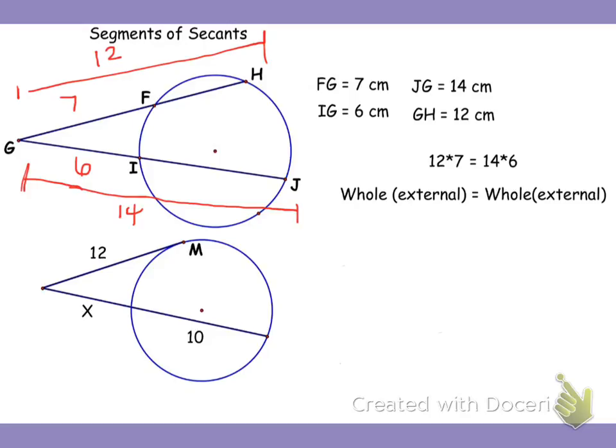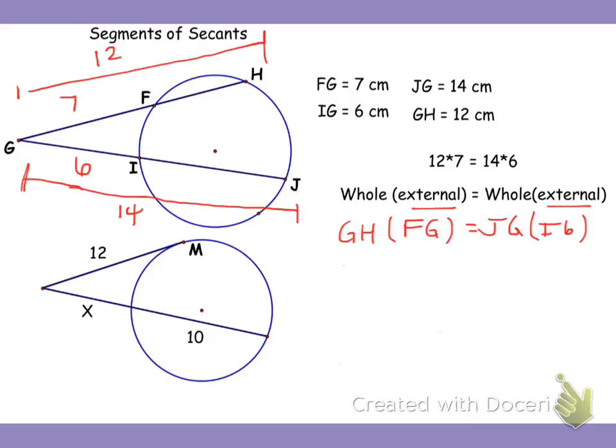The way we solve these is we take the whole length times just the external part, which is equal to the whole length times just the external part. So in this case, I would do the whole length, GH, times the external part, which is just the part outside the circle, which is FG, and set it equal to the whole length of the other segment, JG, times the external part of the other segment, IG.